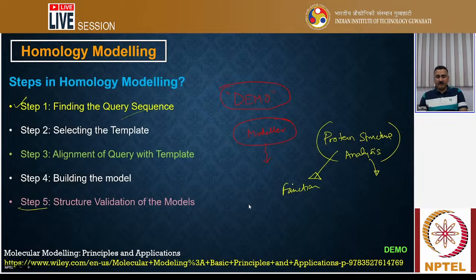So we actually discussed this in detail, and I have given you a link also, in case you want to read more about molecular modeling. You can go through this particular article, and it will give you details about how you can do molecular modeling.